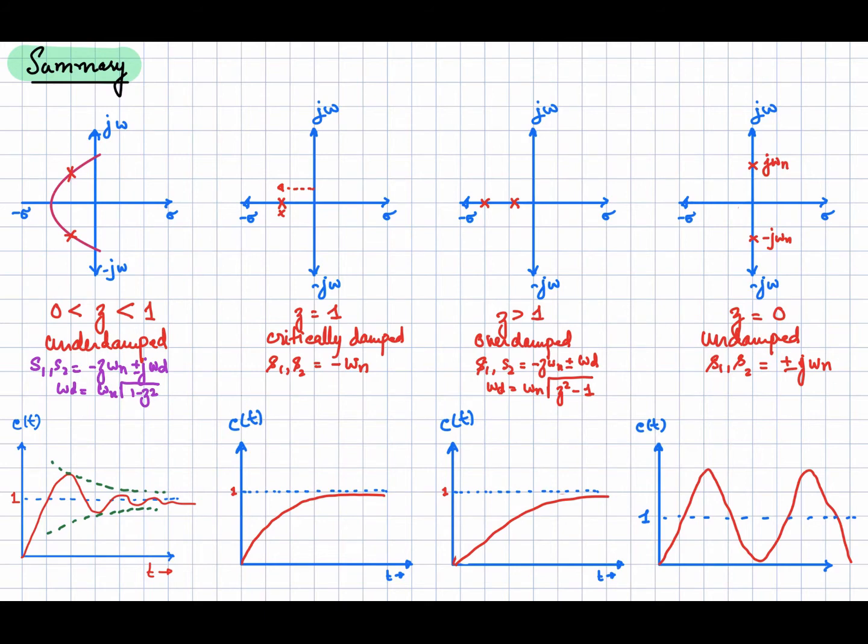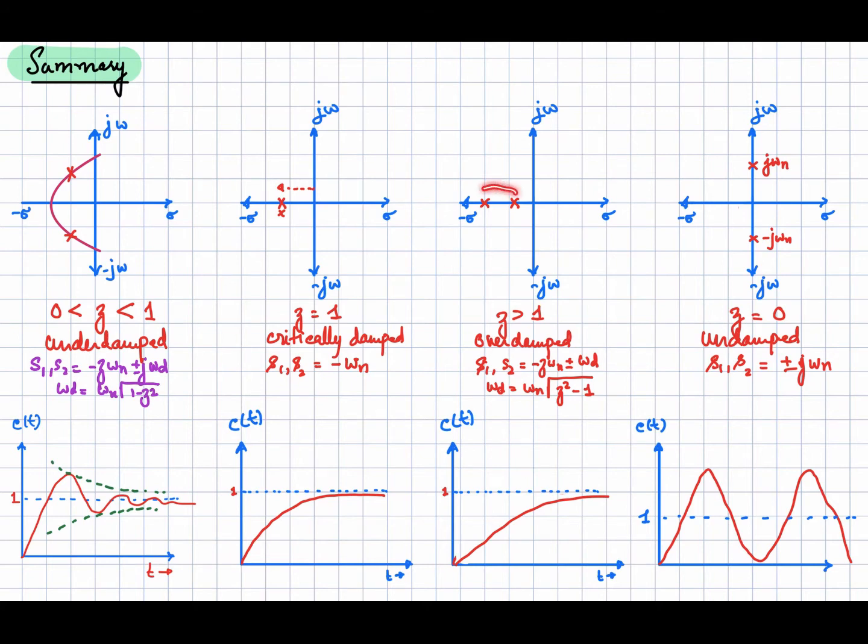If your zeta is lesser than 1, then you will see the oscillations and finally it will come to the steady state. So if the zeta decreases, the oscillations will increase in your system's step response.